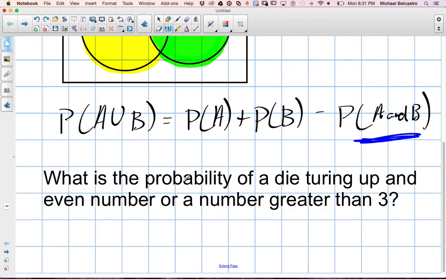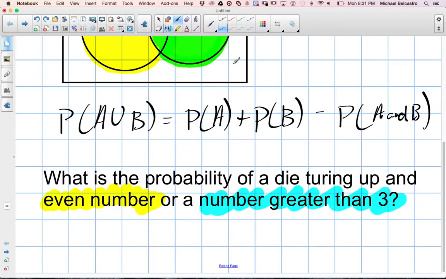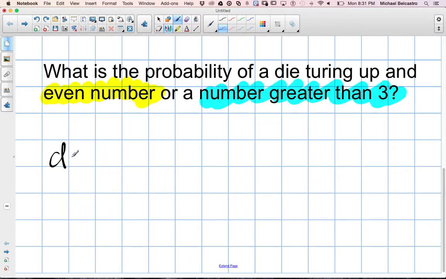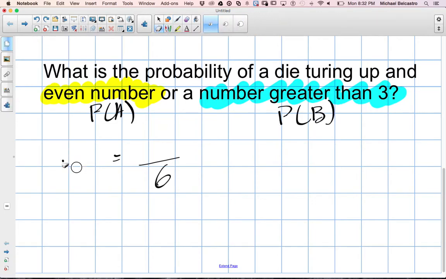So what's the probability of a die turning up an even number or a number greater than 3? Important info: looking for even numbers or a number greater than 3. A little more straightforward. We know that a die has 6 possible options when being rolled. So we'll call the first one event A, and the second one event B. So let's change our thing here. Our probability of event A.